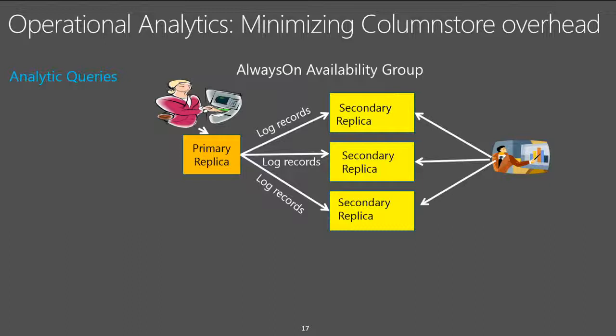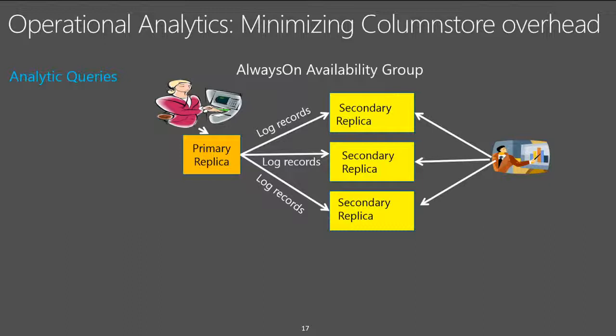So you have a primary replica where you're running your operational workload with a non-clustered column store index, all right? And then you have secondary replicas. In this case, I'm showing you 3 replicas. It could be just one, it could be 2, whatever. So now what you can do is run your analytics on the secondary.